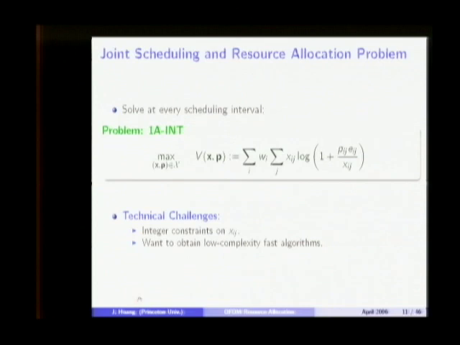What's the motivation for the weight xij log(1 plus something over xij) in the denominator?